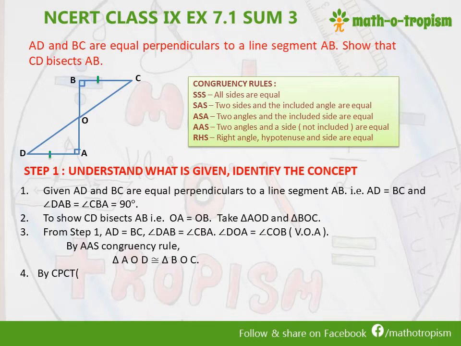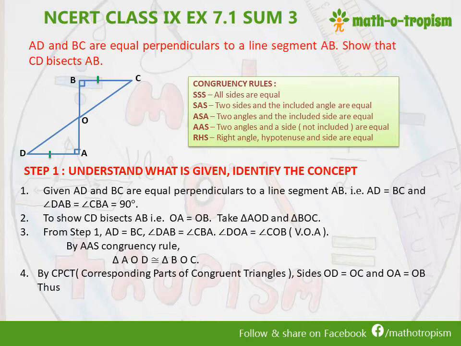Next, by CPCT, that is the corresponding parts of congruent triangles, when we take the sides, OD will be equal to OC. That is, the first, second and third vertex of the first triangle will be equal to the first, second and third of the second, and similarly AO will be equal to BO. So thus we have shown that OA and OB are equal. As a result, CD is going to bisect AB.